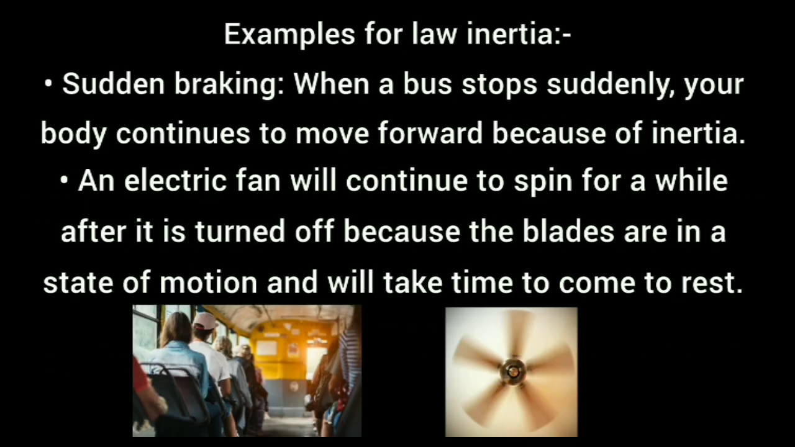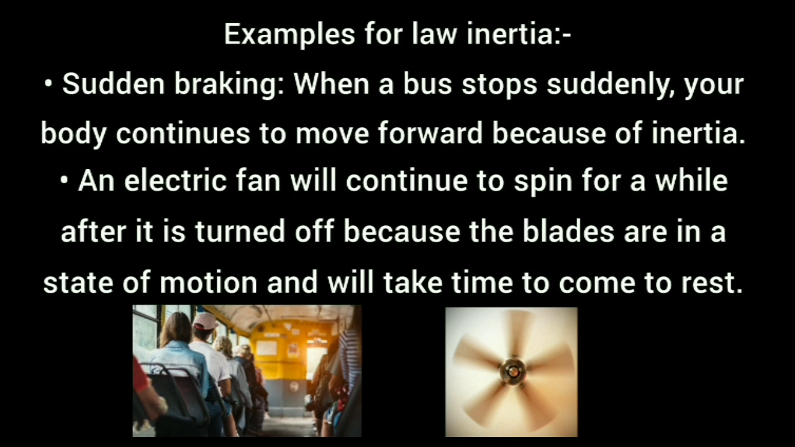This Newton's first law is also called the law of inertia. Examples of the law of inertia. Sudden braking. When a bus stops suddenly, your body continues to move forward because of inertia. I think you have already experienced that when you are going in a bus and the driver suddenly puts on the brake, you come forward because your body is in a moving state. So it's called the law of inertia.